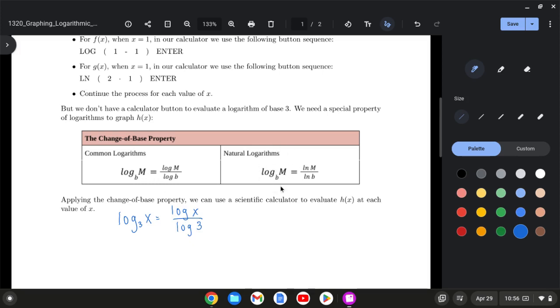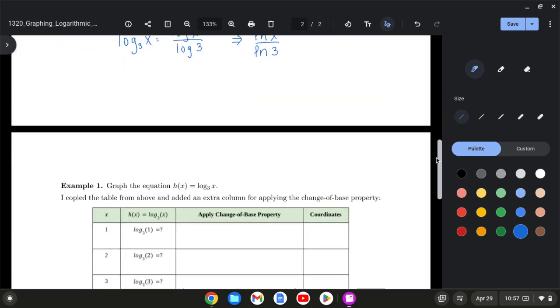Same thing with natural logs. We still have the log of whatever we're evaluating the log of on top, and then divide it by the natural log of our base. So in this case, we would have the natural log of x divided by the natural log of 3. Applying the change of base property, now we would be able to use our scientific calculator to evaluate h of x for each value of x. So let's go ahead and do so.